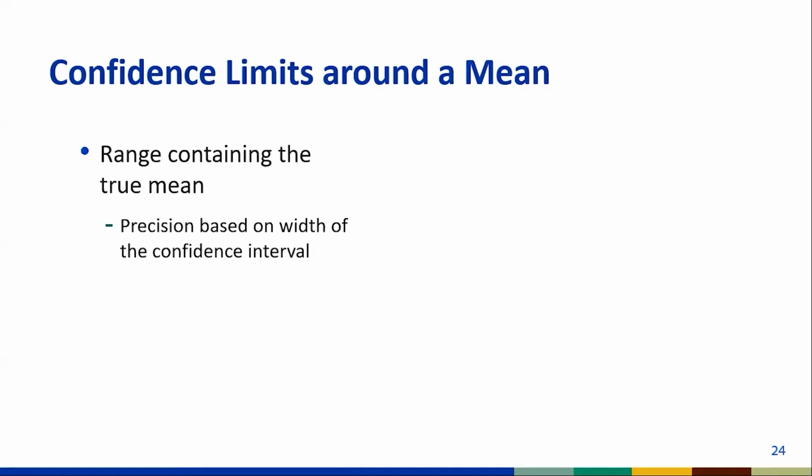this is called a confidence interval around a mean, with the lower and upper values of this interval being called the confidence limits. Precision in this range is based on the width of the interval. Related to this point, confidence intervals depend on two parameters: the number of samples in a data set and the variability in measurements among those samples.